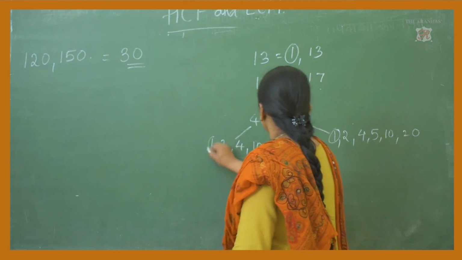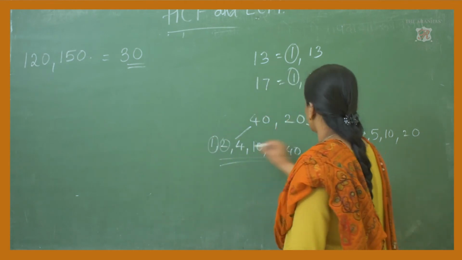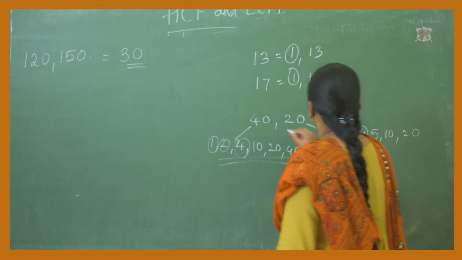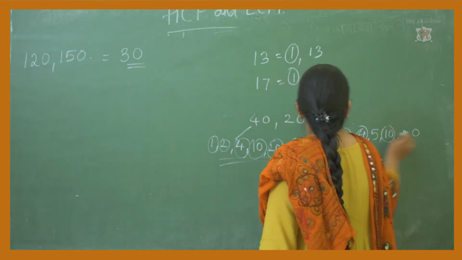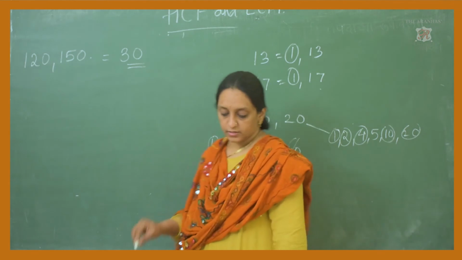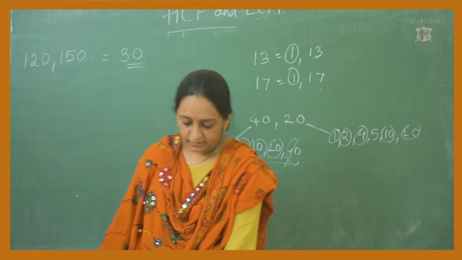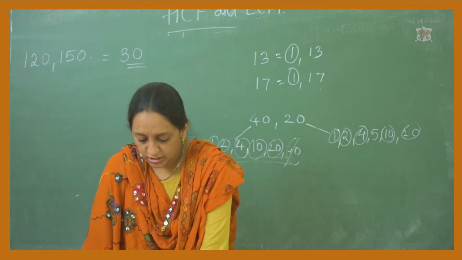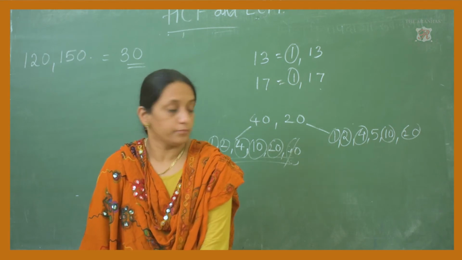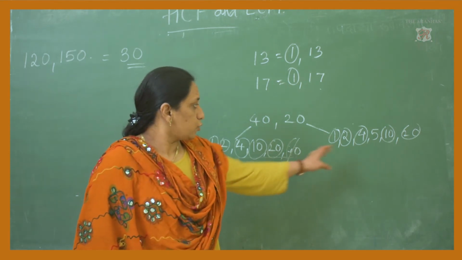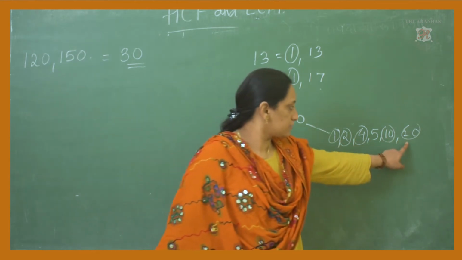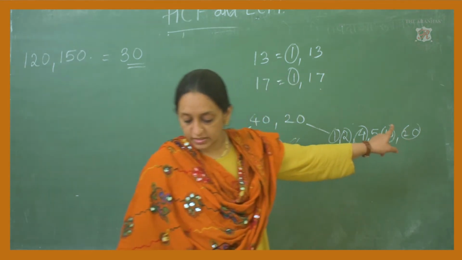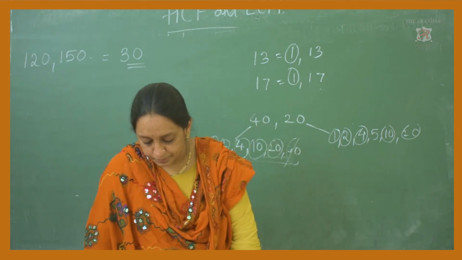So when you see in a glance only, you understand there are many factors in 40 and 20 which are common. So the correct option in the second one is: the HCF of 40 and 20 is not 1. The HCF will be 20, the biggest number. The highest common factor is 20, common here and here. So the HCF is 20, not 1.